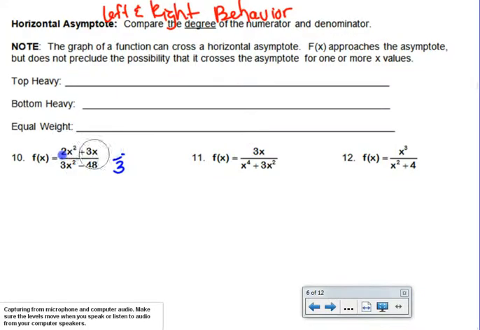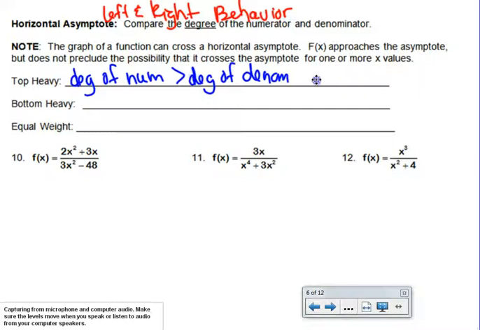Now, if that is not something you want to think about, then I want you to use these little sayings: top heavy, bottom heavy, and equal weight. So when I'm asking you whether this fraction is top heavy, bottom heavy, or equal weight, I'm asking you to look at the degree of the polynomial of the numerator and the denominator and compare them. So if it's top heavy, the degree of the numerator is greater than the degree of the denominator. And when you have a top heavy rational function, there is no horizontal asymptote.